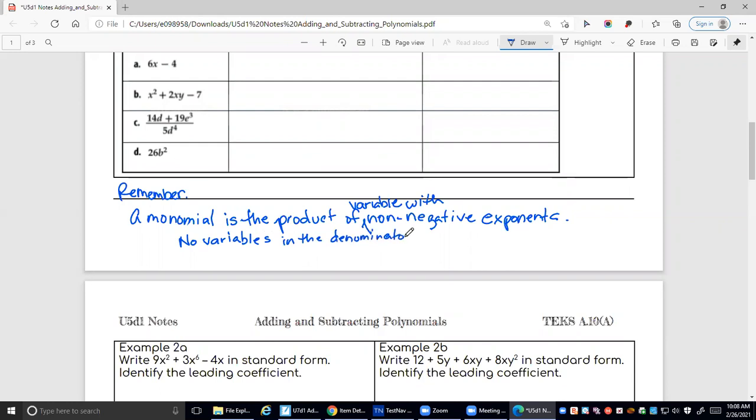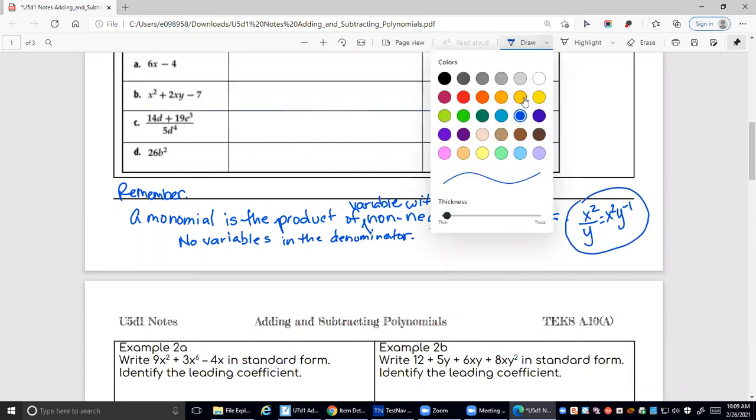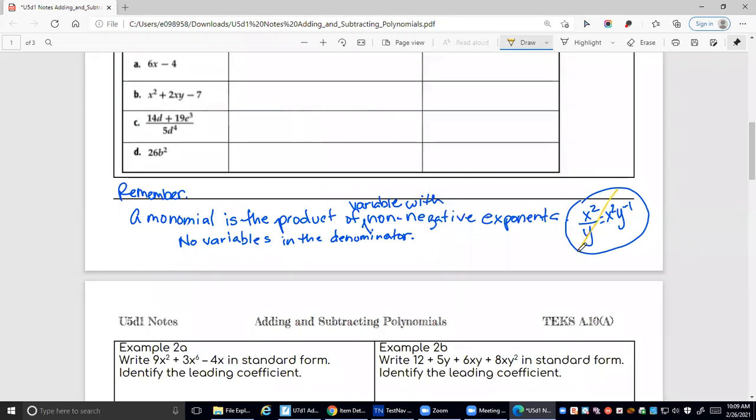One of the things that we're going to be talking about a little bit later on. So I can't have anything like, if I have x squared, that's fine. But as soon as I put y on the bottom, that's not a monomial, right? And the reason being, and we're going to get into this a little later on, is that this is equivalent to this. So if you see a negative exponent or a variable in the denominator, this is not a monomial. Okay, that's our counter example.